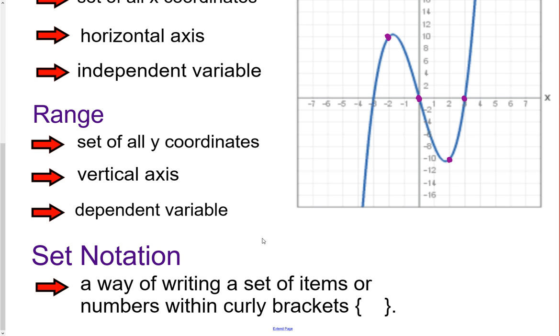And set notation is just a way of writing things using curly brackets. So again, we're going to look at that when we look at domain and range. That's called our set notation.